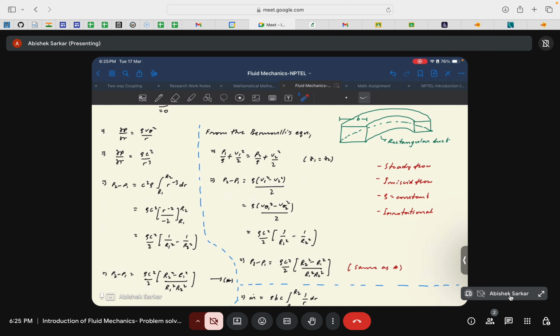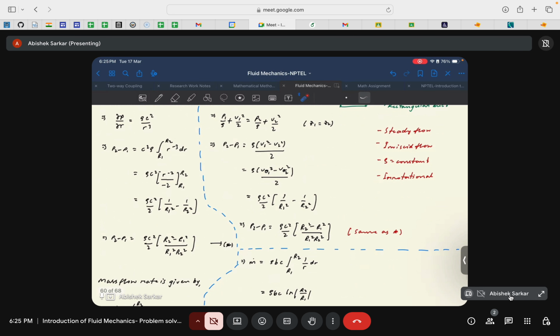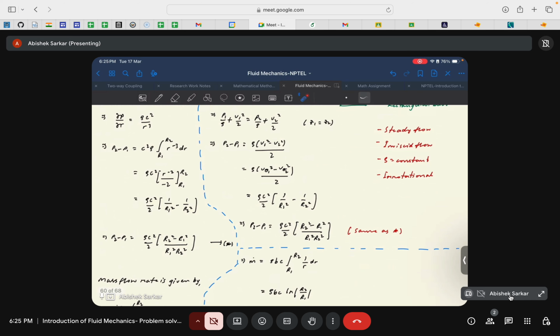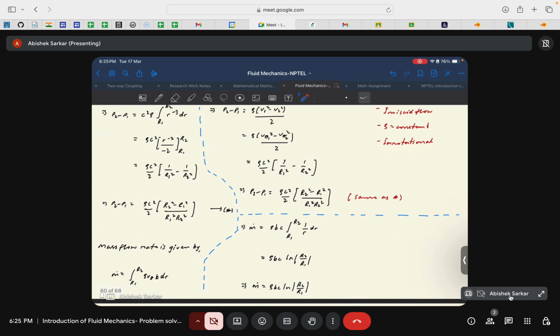So P2 minus P1 will simply be rho times V1 square minus V2 square, by 2. And since the radial velocity component is 0, only the tangential velocity component exists. So V1 will be equal to V theta 1, V2 will be equal to V theta 2. Just substitute it. What you will get is P2 minus P1 equal to rho C square by 2 times R2 square minus R1 square divided by R1 square times R2 square. Now if you see, these two terms are exactly the same.